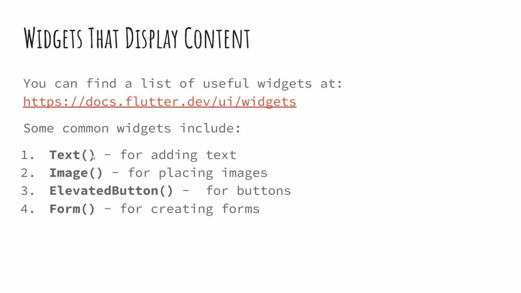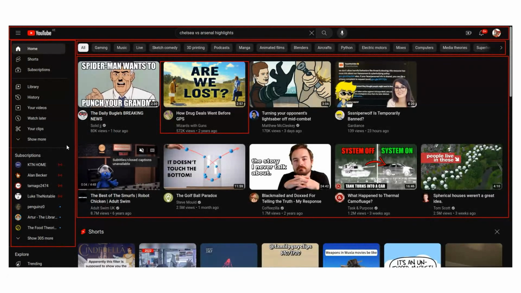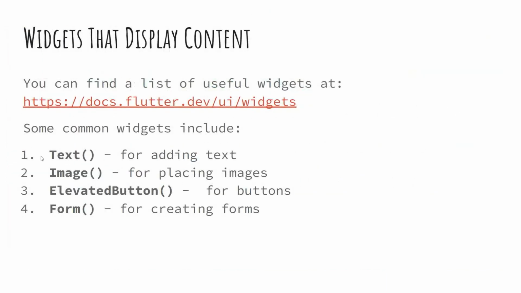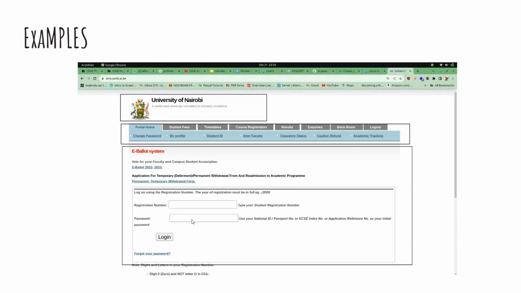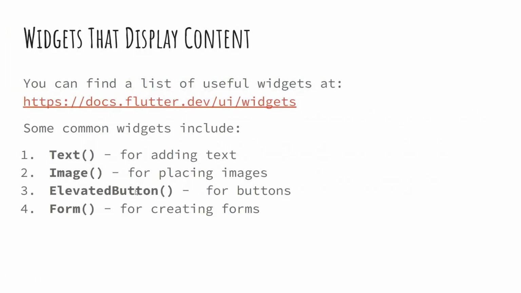So here's some examples of the widgets that display something on the screen. We have the text that I had showed you before. So it displays this text. Image widget is used for placing images. There is elevated button for buttons, and form, which is used to display forms. So form would be something like here. This is an example of a form. So we'd use, in this case, the form widget. You can use it to create that. So there are more widgets in Flutter, and you can see them if you go to that URL.